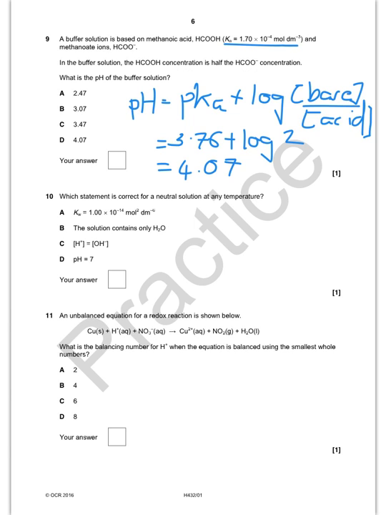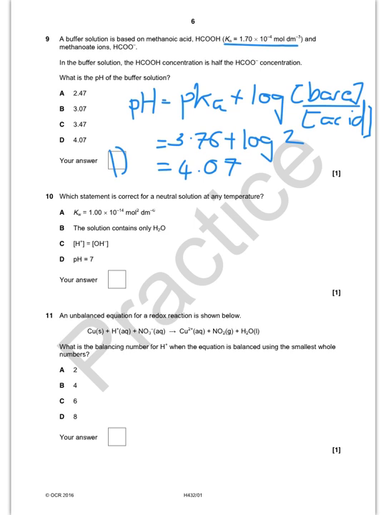And then if the concentration of the acid is half the concentration of the base, then it's going to be 1 divided by a half, which is of course 2. And so that becomes log 2, and if you work out that equation you get it to be 4.07, so the answer is D.